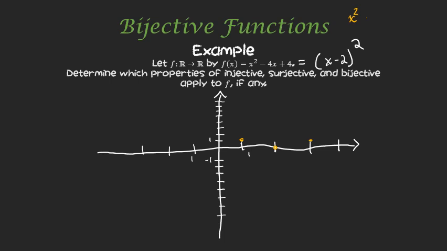And when I plug 4 in, I should get 4. When I plug 0 in, I should also get 4. So right now I'm almost graphing it as if it was from the natural numbers to the natural numbers, but then I know since this is real to real, that I should draw lines that follow this.